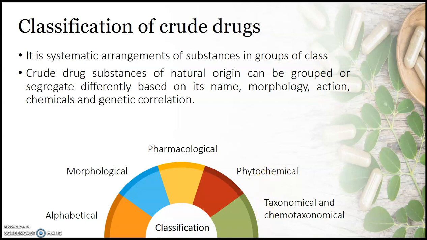Taxonomical classification is the oldest approach, mostly used in systematic botany, where the drugs are classified into different hierarchies like kingdom, subkingdom, division, class, subclass, order, family, genus, and species. Chemotaxonomic classification is a newer approach where chemistry is applied to taxonomic classification, and chemotaxonomic classification is nowadays most widely used in the field of pharmacognosy.